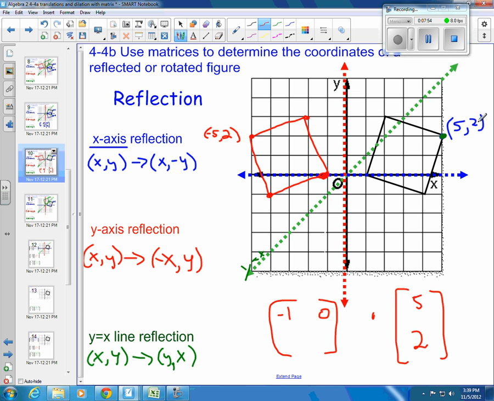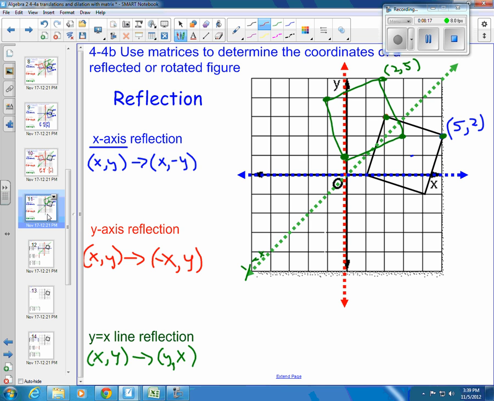And then I want my y to stay exactly the same, right? So whenever I multiply my 5 times something, I want it to go away. So 5 times 0 makes it go away. And then if I multiply my 2 times a 1, I'm going to get my 2 again. So reflecting across the y-axis, I would multiply by this matrix -1, 0, 0, 1.